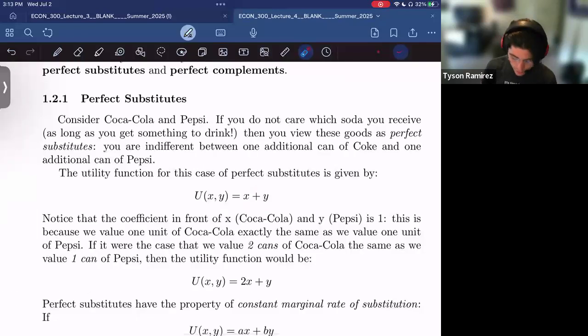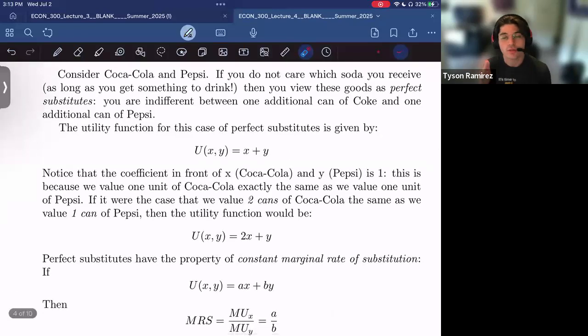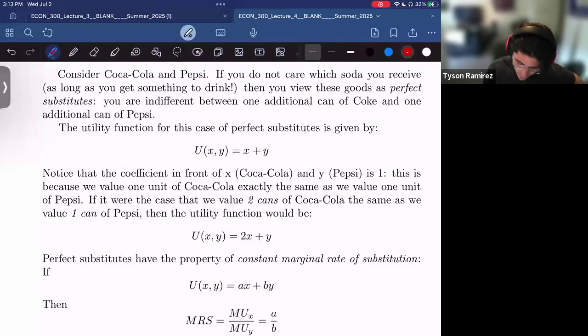In general, maybe you don't value things exactly one for one. Just hypothetically, suppose maybe you like Pepsi a little bit more. I'm sorry, I think I have a typo here on the slides, so let me cross something out and I will edit it. Right here.